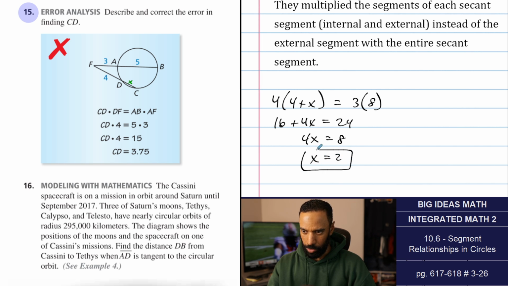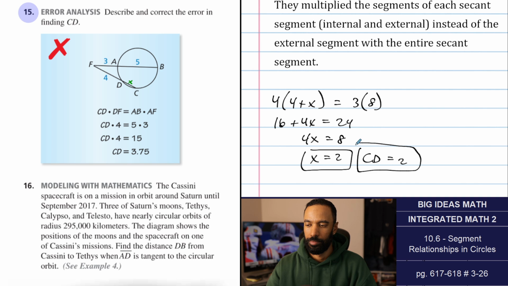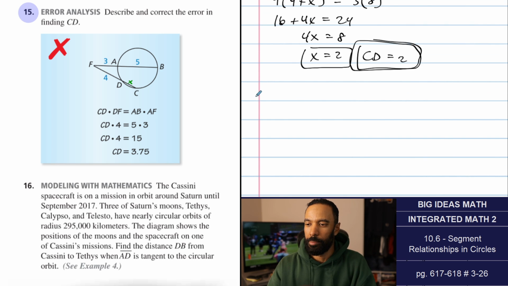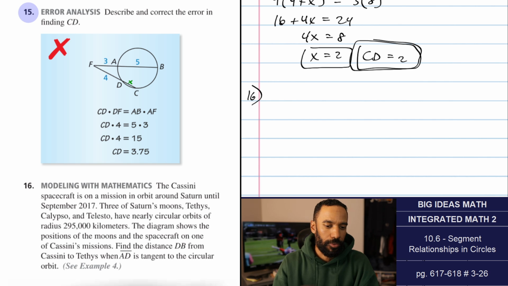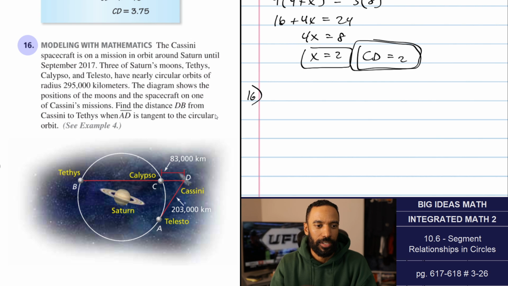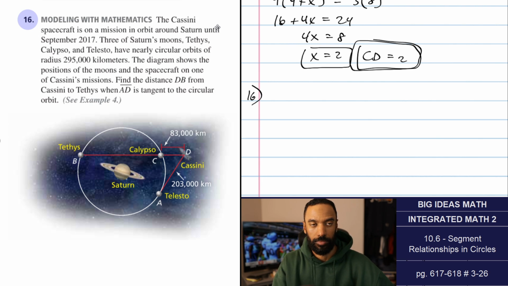They got x, or CD, equals 3.75. It should be 2. All right, that is number 15. Let's go on to number 16. Modeling with mathematics. The Cassini spacecraft is on a mission in orbit around Saturn until September 2017. This must be an outdated book, or I don't know.